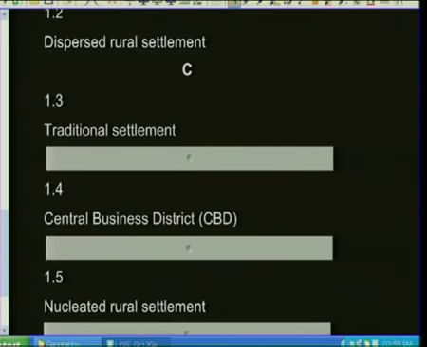And sure enough it is. 1.3 asks us to look for a traditional settlement. Now traditional settlements are those belonging to the indigenous population. Let's take a look at the picture again.